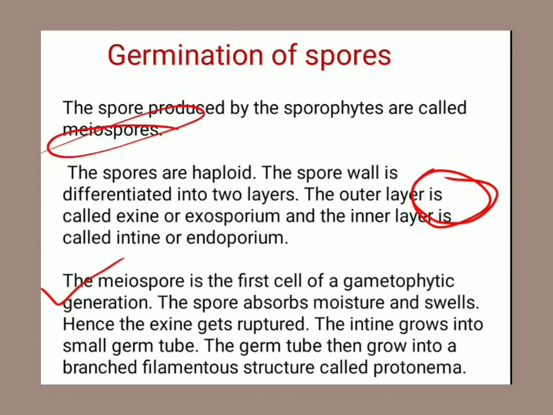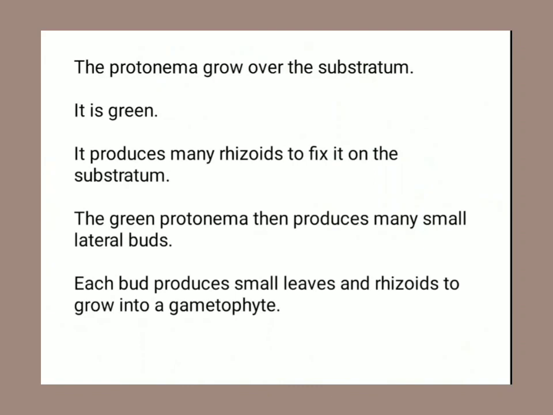The spore absorbs moisture and swells, and hence the outer layer, the exine, ruptures and the intine grows into a small germ tube. The germ tube then grows into a branched filamentous structure, which is known as the protonema. The protonema grows over the substratum. It is green, and it produces many rhizoids to fix it on the substratum.